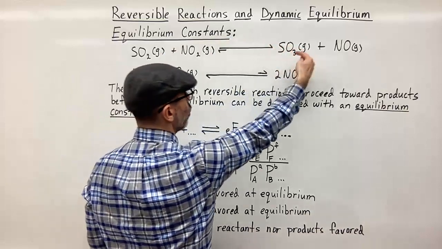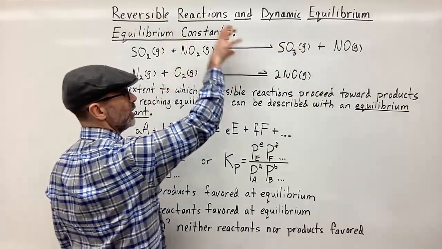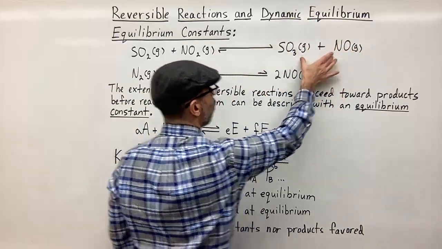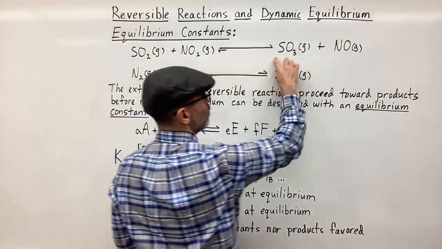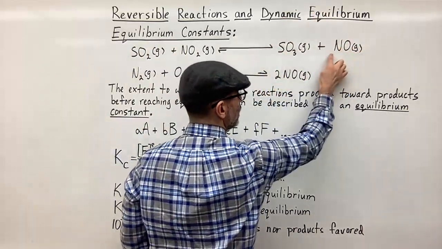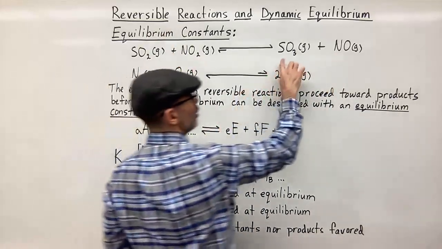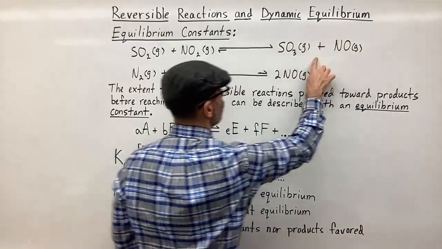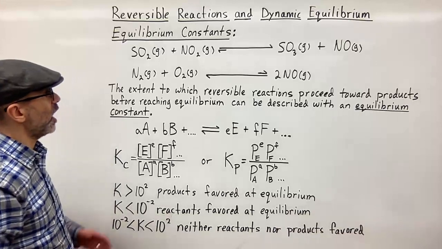Product is being formed and reactant is being formed, but the equilibrium is favoring the formation of products more than that of reactants. So when you reach equilibrium, you're going to have a lot more of this in solution than this. Or in your container, you're going to have a lot more product particles bouncing around than reactant particles.